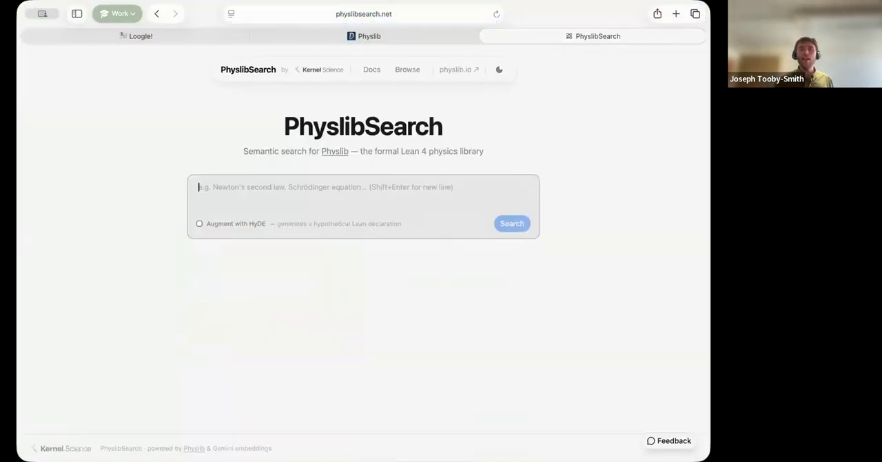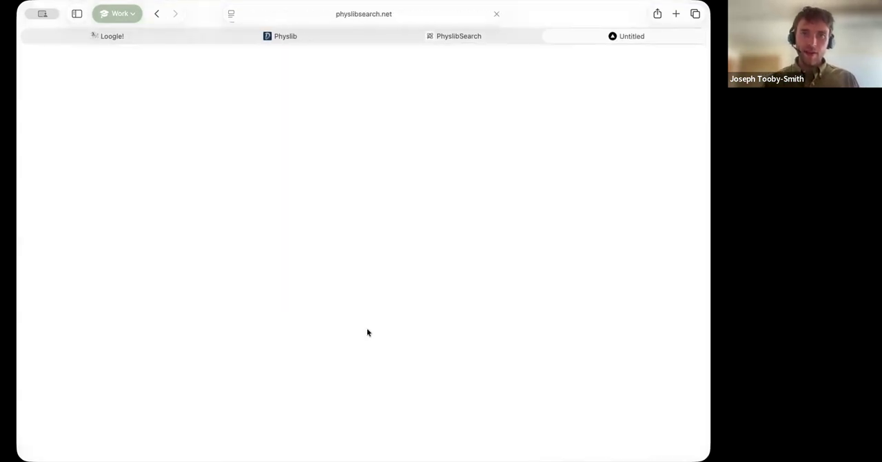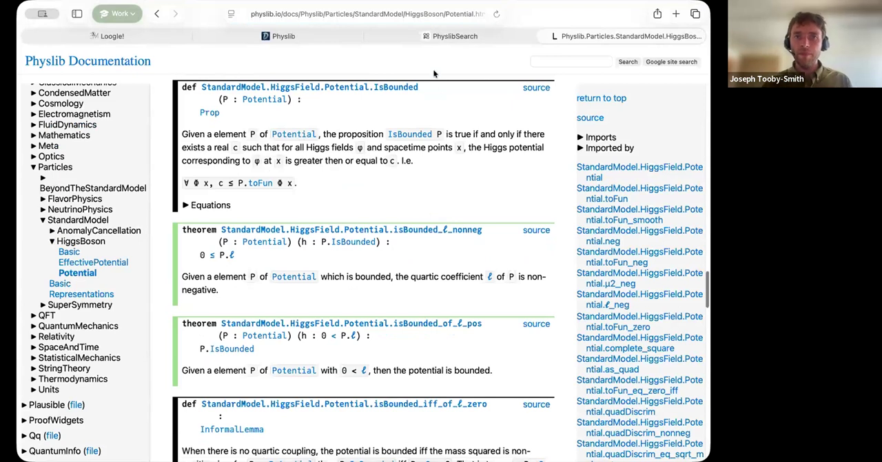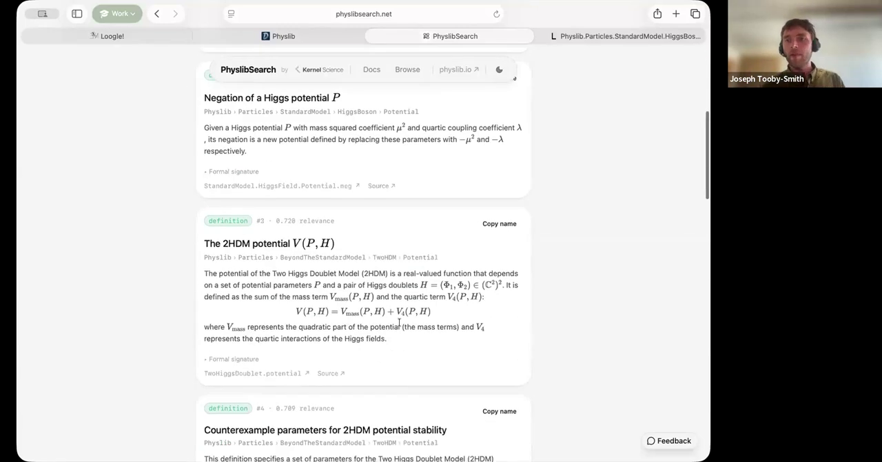The other type of search engine is one driven by AI. This is using the structure of the library, but it's not using the underlying Lean language to find results. For example, in this one I could write something like Higgs boson potential, and I would get results with a summary related to the Higgs boson potential. I should be able to click through to the definition, to the documentation, which is here. I should say I did not make this search engine. Somebody else made it. There are other ones as well, but this is the other way that people search Lean.